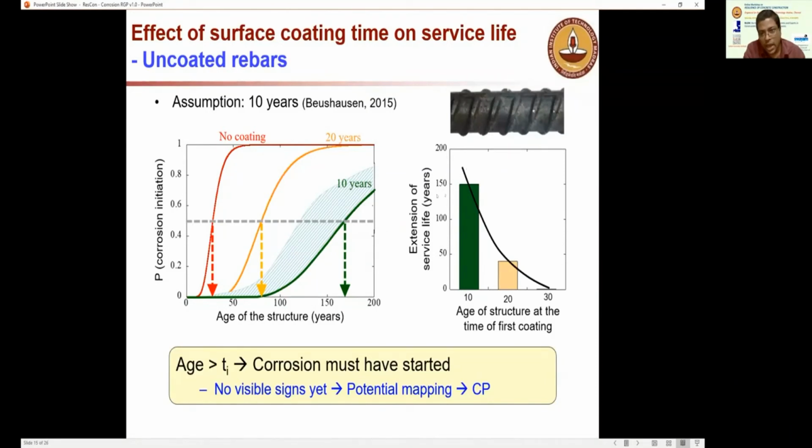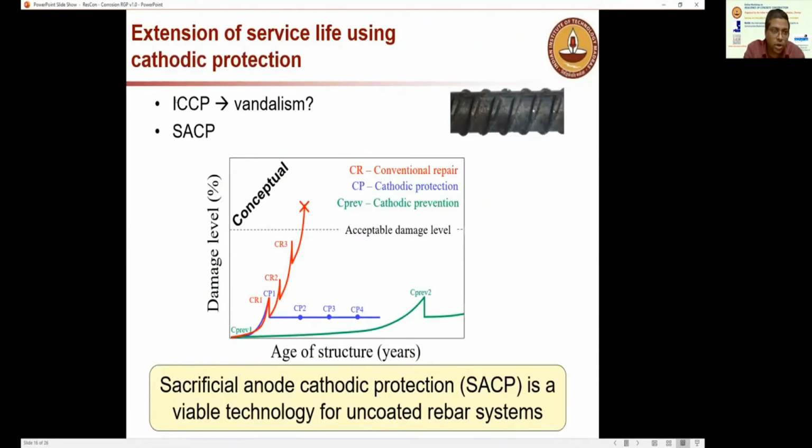On the right graph, if you apply a coating at 10 years and every 10 years after that, you can really extend the life of the structure. But if you wait until corrosion starts and don't apply it for 30 years, then extending the life to 100 plus years is not really possible unless you go for cathodic protection. So cathodic protection is very, very useful. With ICCP, we have to worry about vandalism and things like that. So SACP, the sacrificial anode or galvanic cathodic protection system, is recommended for bridges far away from the cities, where there is nobody to monitor. In such cases, we can go for cathodic protection.